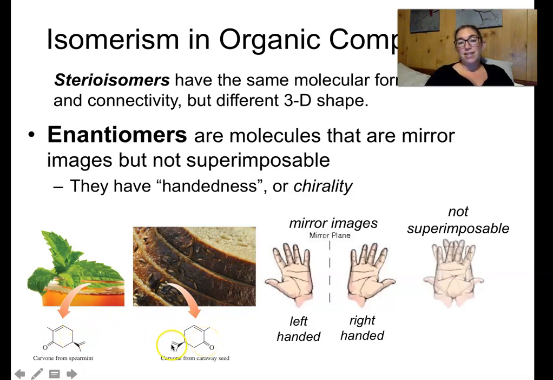The difference is that they are right-handed versus left-handed. So an enantiomer is defined as a molecule that is a mirror image but is not superimposable. And your hands are classic enantiomers.